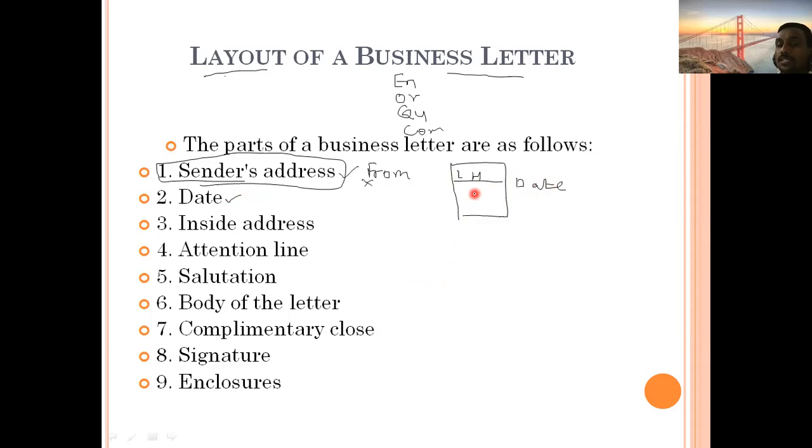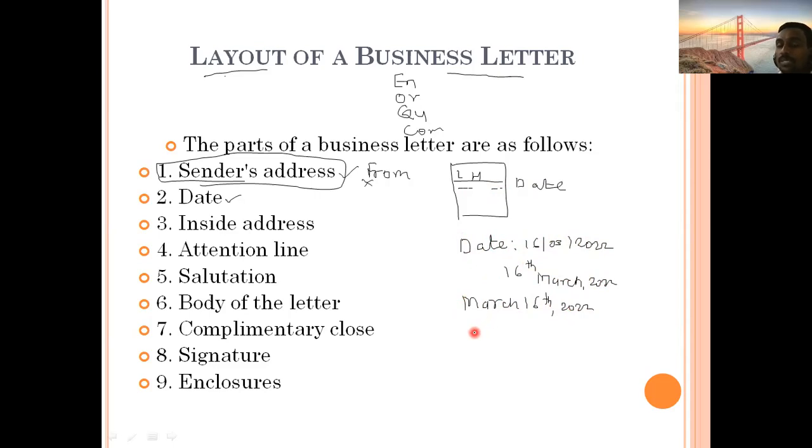So the date can be mentioned here. You'll see some outward number is mentioned here, and from the right hand side corner you can write the date. The date can be written in a number of ways. It is usually written like this: 16th of March, comma, and then the year. Or it can also be written as March 16th, and then year 2022.